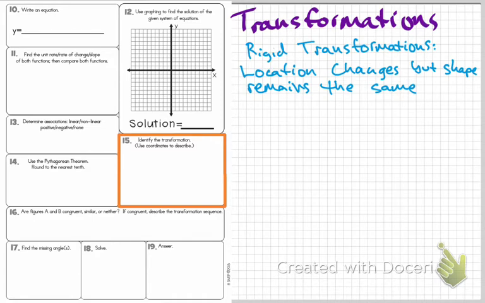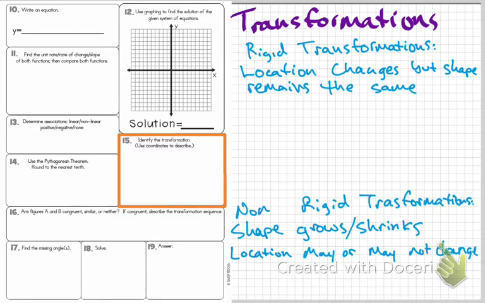Our second type or category of transformation is going to be a non-rigid transformation. In a non-rigid transformation, the shape itself is going to grow or shrink. And when it grows or shrinks, its location may or may not change on the coordinate plane, and we'll talk about that a little bit more as we go forward. Again, if I have a 2x2 square, I might end up with a 4x4 square or a 1x1 square.